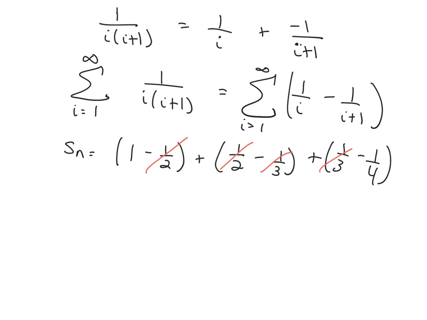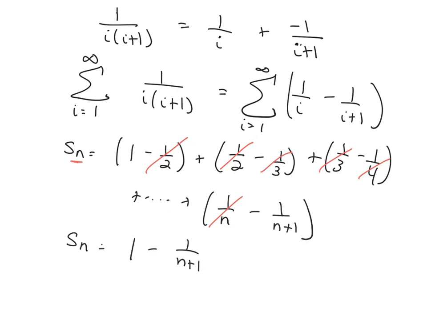So let's show that though with a limit here. So I keep going until the last one I plug in is going to be this n value. All right, so let's plug in n. So this 1 over n got canceled with the term from before, right? So I'm just left with the minus 1 over n plus 1. So it looks like I now have a formula for S sub n. It's 1 minus 1 over n plus 1.